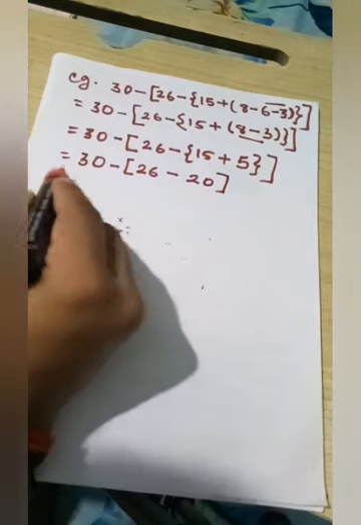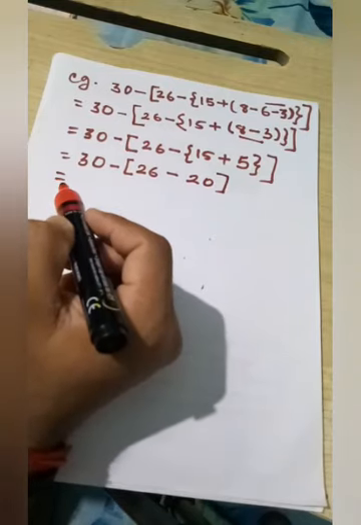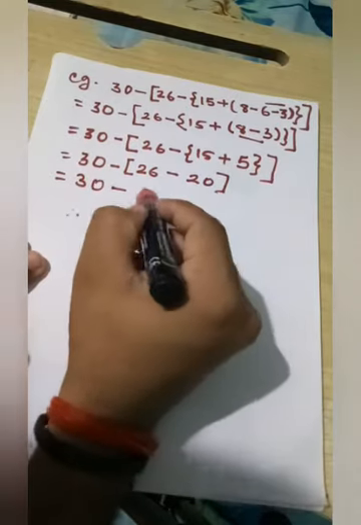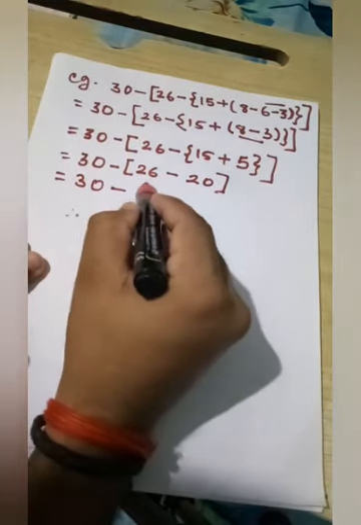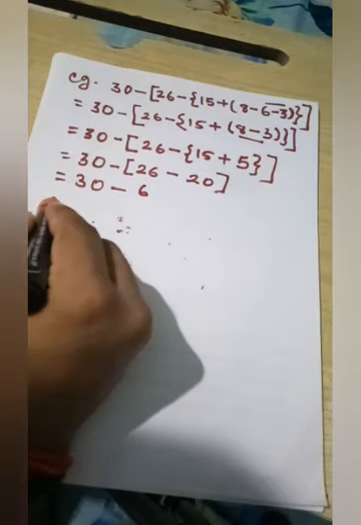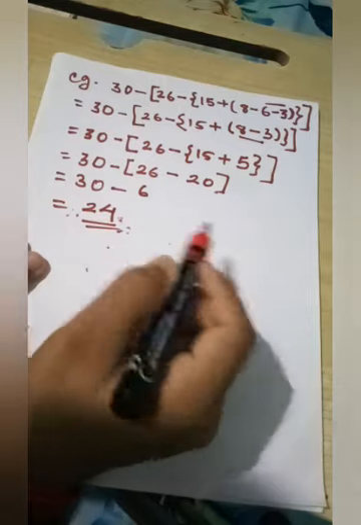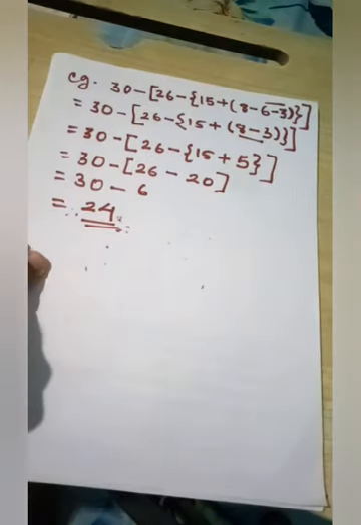I hope you are getting the same steps in your answer when you paused this video. Now next is 30 minus, now we need to solve this one, and this is subtraction. 26 minus 20, the answer is 6. Now 30 minus 6, the answer is 24. I hope you got the same answer, 24.